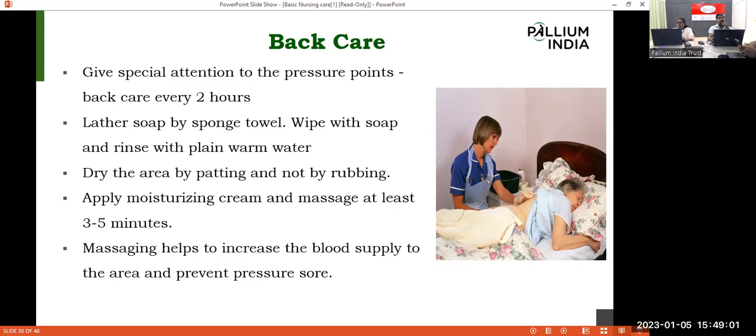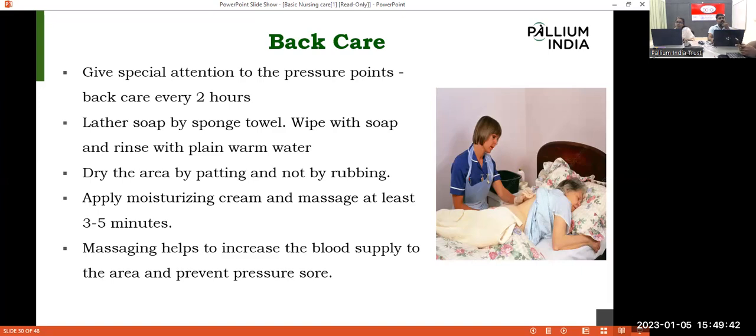We need to give special attention to the pressure-prone areas, and position changing and back care are needed every 2 hours. We can use soap to wipe, and rinse with plain warm water. Then dry the area by patting, not by rubbing. Especially in body parts continuously touching the bed, the skin is very soft, so if we clean by rubbing, there is a greater chance of skin peeling. So sponge-type cleaning is recommended, not rubbing.